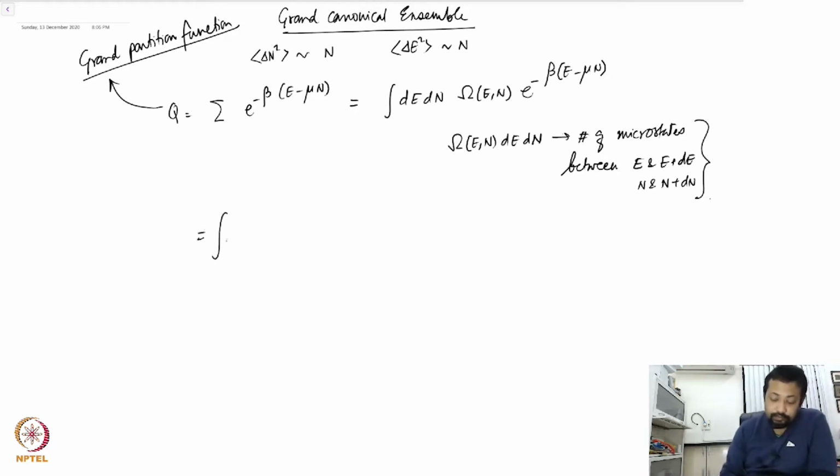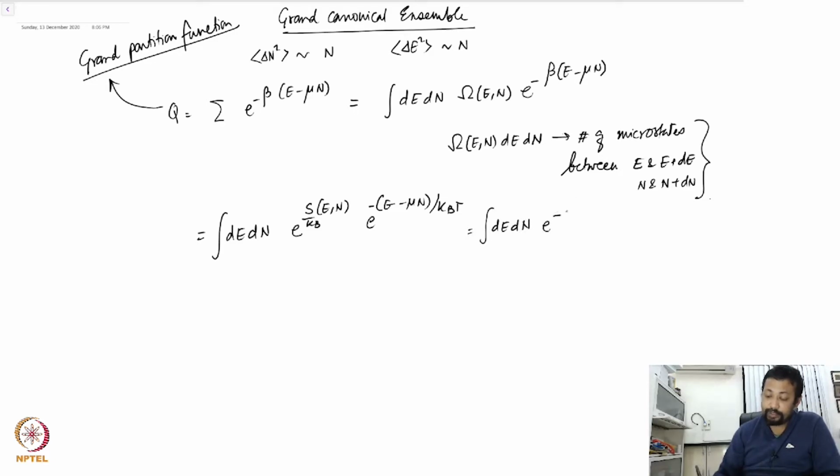Again, this route is pretty straightforward, as we had done. A little bit more elaborate because now we have two variables, is e to the power S of E, N over kB minus E minus mu N over kB T times e to the power E minus mu N over kB T, so that this becomes integral dE times dn e to the power minus E minus TS minus mu N over kBT.